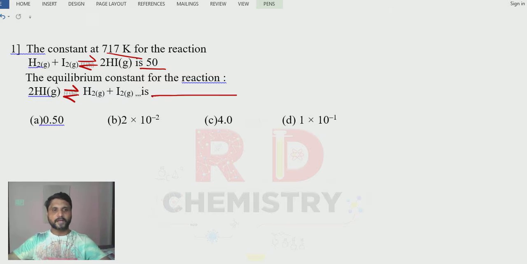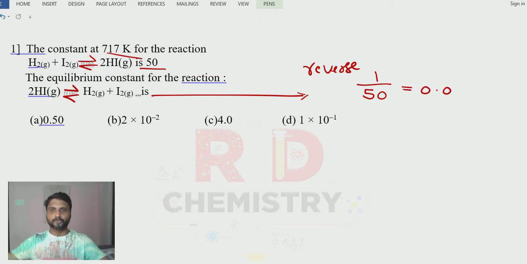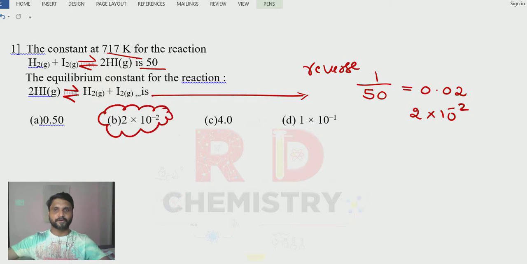Now the second equation is obtained by reversing the first equation. When you reverse the first equation, its equilibrium constant is the reciprocal. That means 1 divided by 50, which is equal to 0.02 or 2 into 10 to the power minus 2. So the answer is option number 2. Second one is the answer, right?